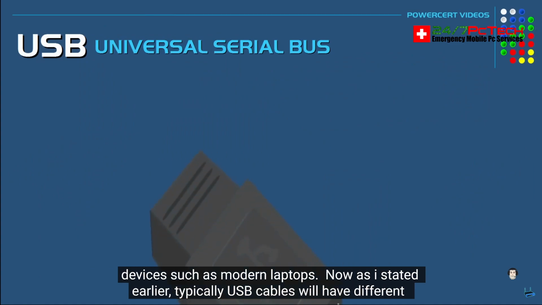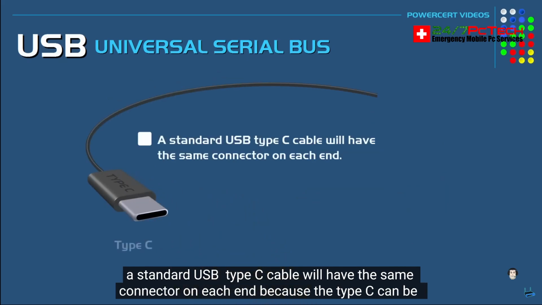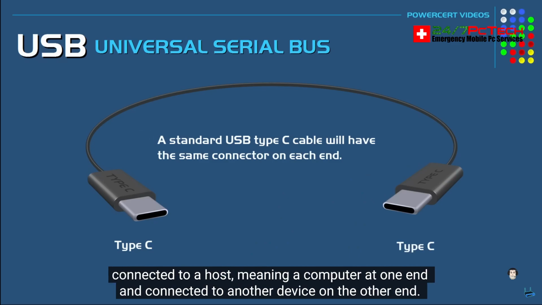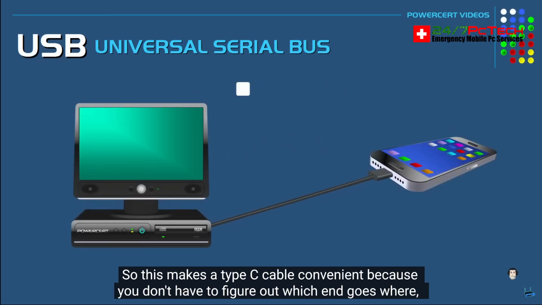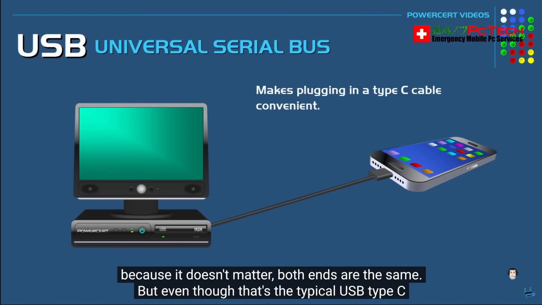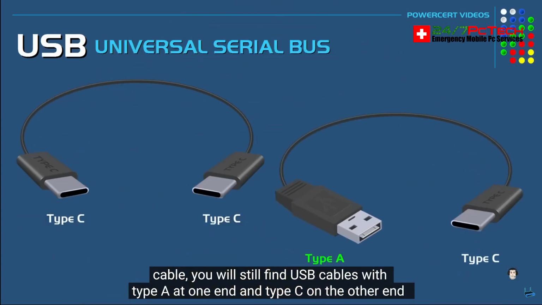Now, as I stated earlier, typically USB cables will have different connectors on each end, with the Type A at one end and a different type on the other. However, a standard USB Type-C cable will have the same connector on each end, because the Type-C can be connected to a host, meaning a computer at one end and connected to another device on the other end. So this makes a Type-C cable convenient because you don't have to figure out which end goes where, because it doesn't matter. Both ends are the same. But even though that's the typical USB Type-C cable, you will still find USB cables with Type A at one end and Type-C on the other end.